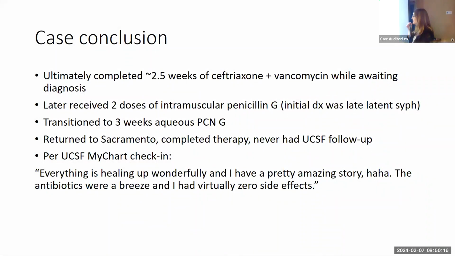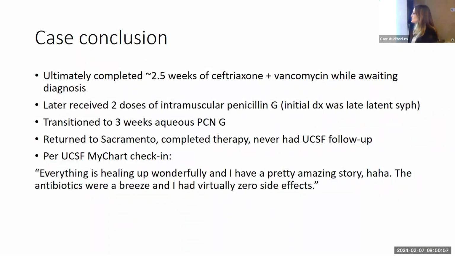So this patient ultimately completed over 2 weeks of broad spectrum antibiotics with ceftriaxone and vancomycin. That got rolling before the patient was even transferred because people were really worried about the MRI findings and thinking that maybe he had some meningitis, and he never got an LP. So they wanted to treat that empirically. He also received 2 doses of intramuscular penicillin because initially, before we pulled all of this data together, we put him on a course for latent syphilis, since it had been more than a year since he had last been tested. And so he got that.